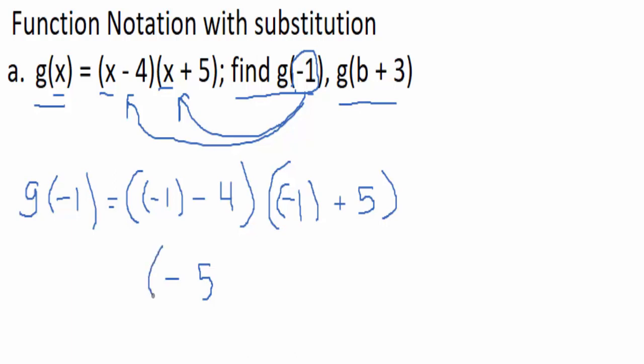And I'm going to keep that outside parenthesis to remind me that this is a multiplication. I'm multiplying these two binomials together. -1 plus 5 is 4. And so a negative times a positive is a negative, and 5 times 4 is 20. So my answer is -20. So g of -1 equals -20.